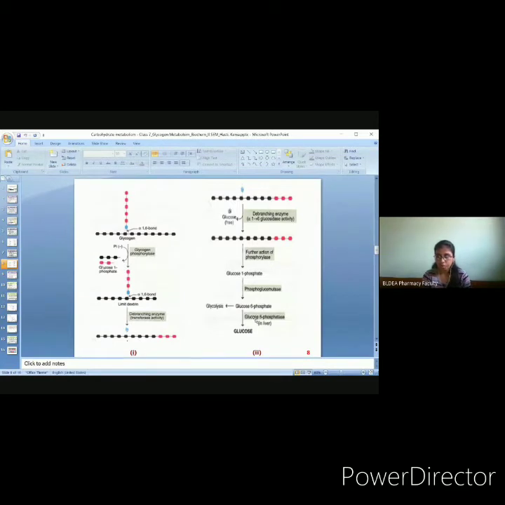Yes. Please repeat from alpha 1,6. Which step are you saying? Alpha 1,6, that is this. Can you see where I am pointing? Yes, can you see? This step you want?